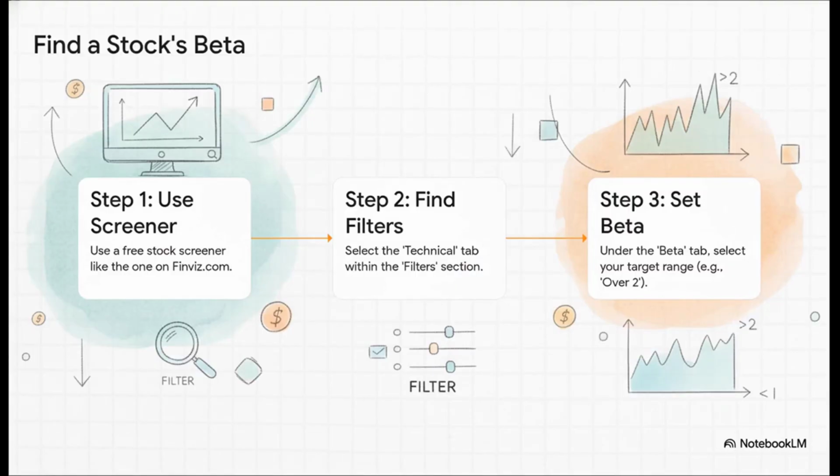And you know what? Finding a stock's beta is super easy. You don't need any fancy software, just use a free online tool called a stock screener. Pretty much every financial website has one. You just go to the filters, find the one for beta, and then you can tell it exactly what you're looking for. Show me stocks over 2 or under 1, whatever fits your strategy.